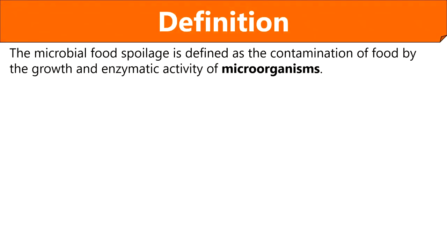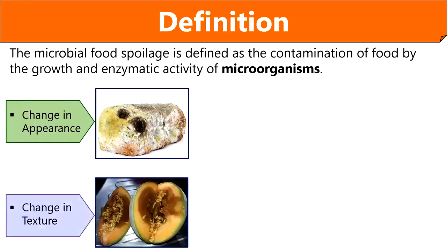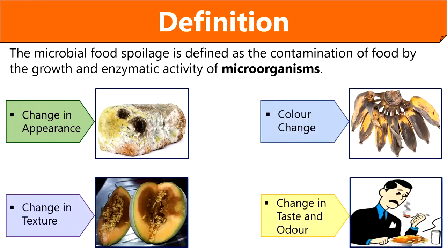Spoilage is defined as the contamination of food by the growth and activity of microorganisms. However, food spoilage can also occur through chemical degradation and physical injury. Food spoilage by microorganisms depends upon the pH, moisture, and nutrient content of the food. Microbial spoilage of food is evidenced by the change in appearance, texture, color, taste, and odor, and such changes make the food unfit for human consumption.